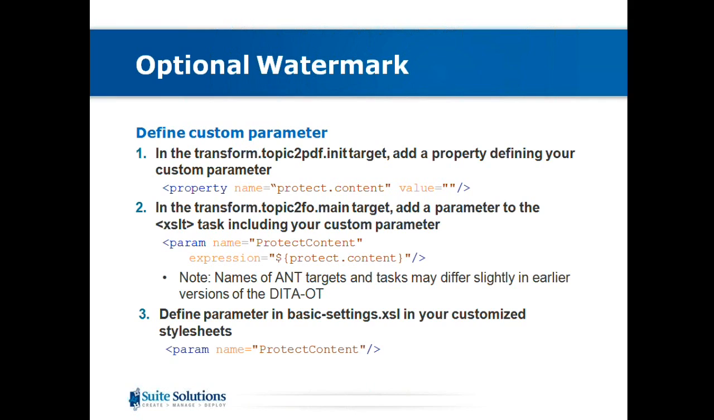In the transform topic to fo.main target, add a parameter to the XSLT task, which includes your custom parameter value. So you might write param name equals protect content expression equals protect content. That's the same name that you gave the property above.